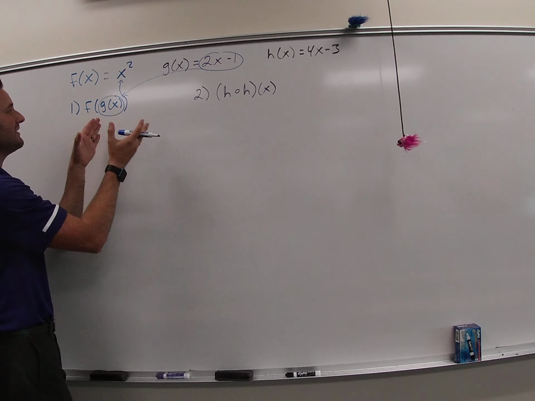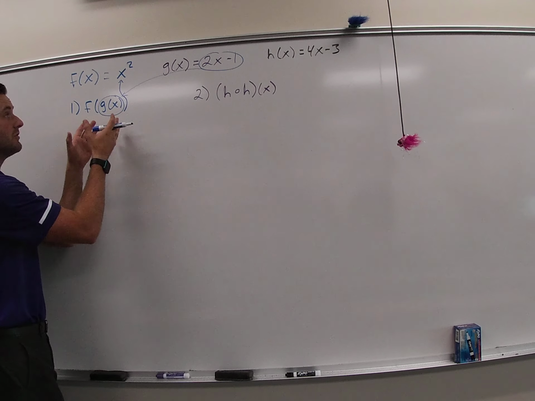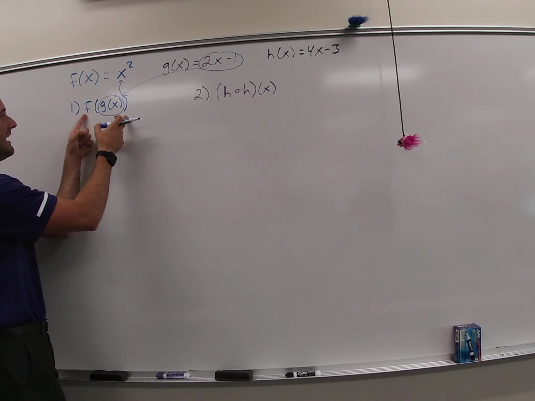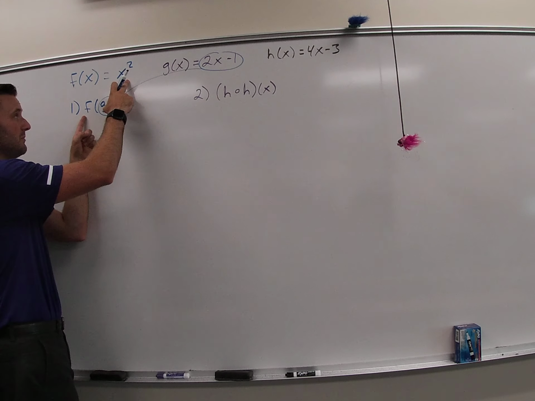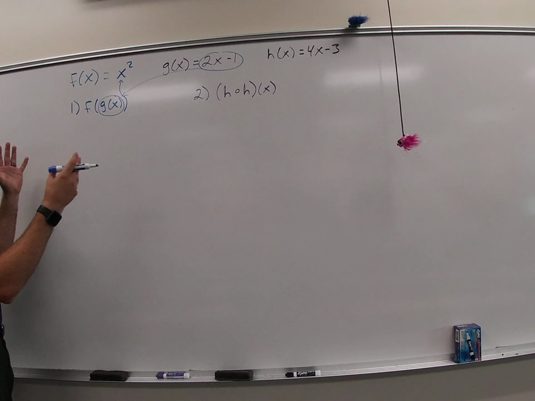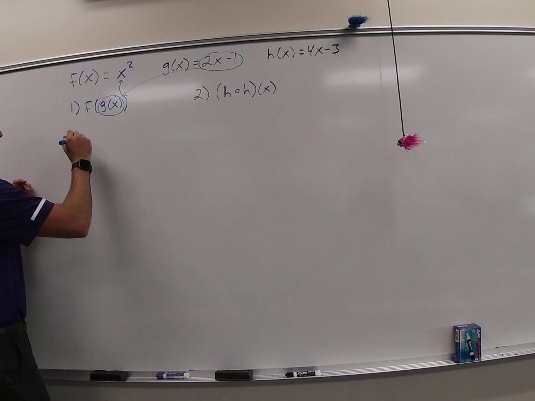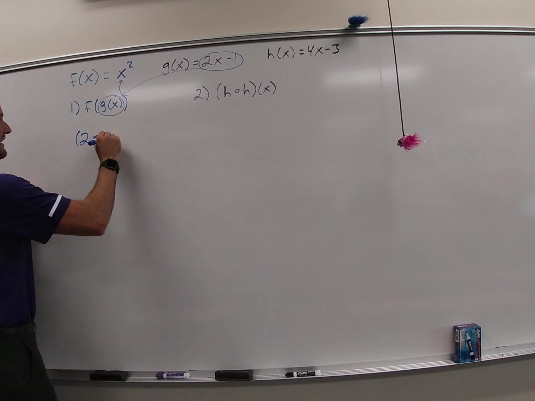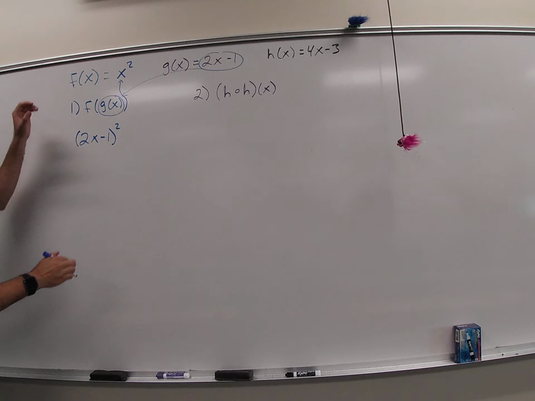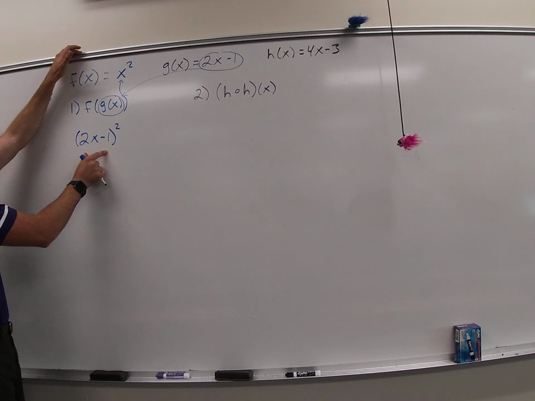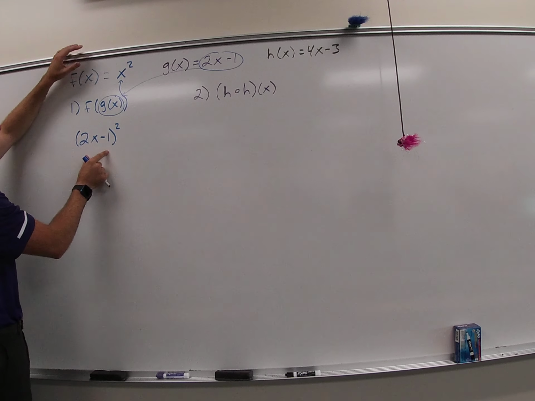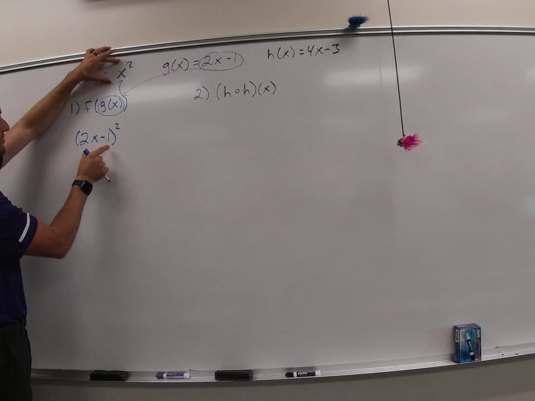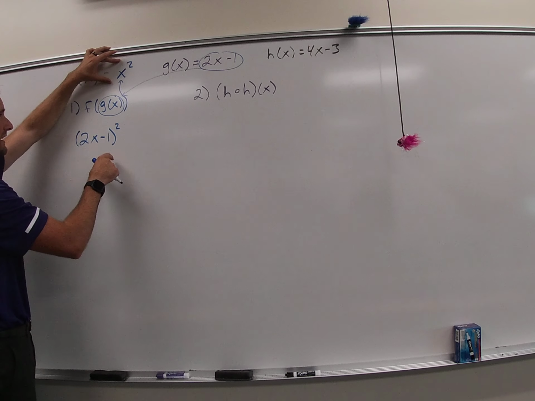So I'm going to take that 2x minus 1, and I'm going to substitute or replace anywhere I have an x in my outermost function, which is f of x, with this 2x minus 1. So f of x is x squared. So instead of saying x squared, I need to say 2x minus 1 squared. So here's my g of x. I substituted or replaced g of x with 2x minus 1. That 2x minus 1 is going to be put into my outer function, which is f of x.